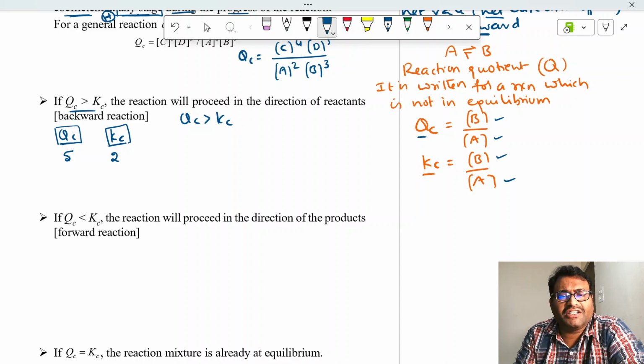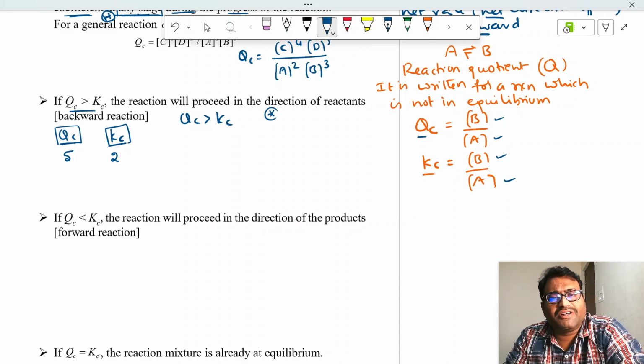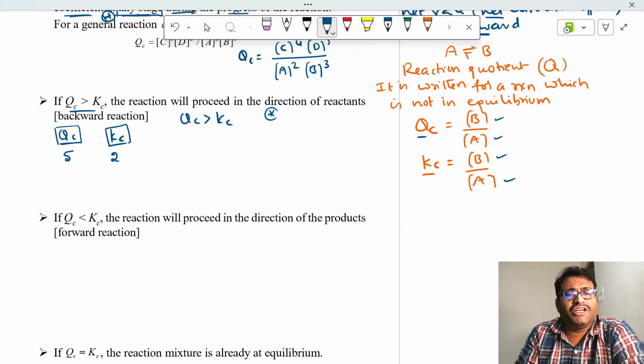And we know that this point is important. The final destination of a reversible reaction is to attain equilibrium. If it is not in equilibrium, after 10 seconds, after 15 minutes, after 30 minutes, whatever time it takes, after a certain period of time, it attains equilibrium. The final destination is attaining equilibrium. Are you getting this?